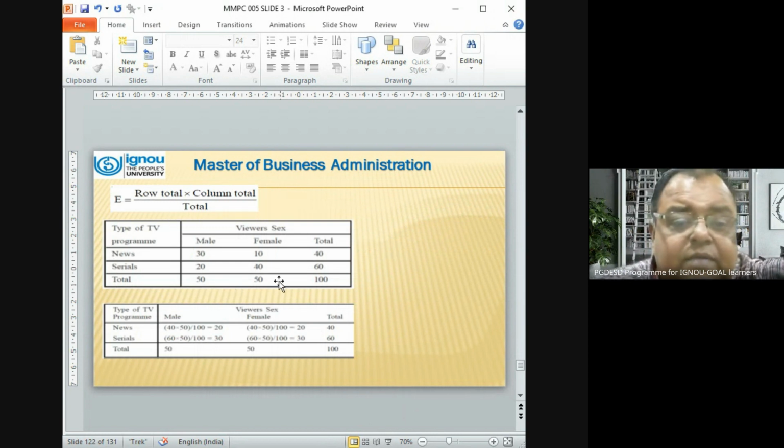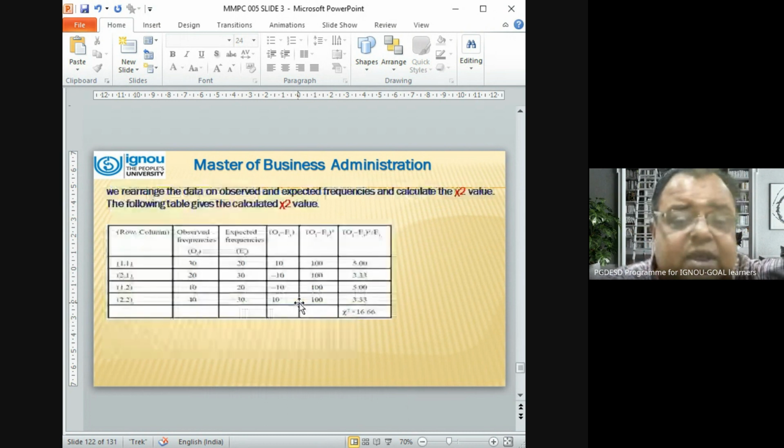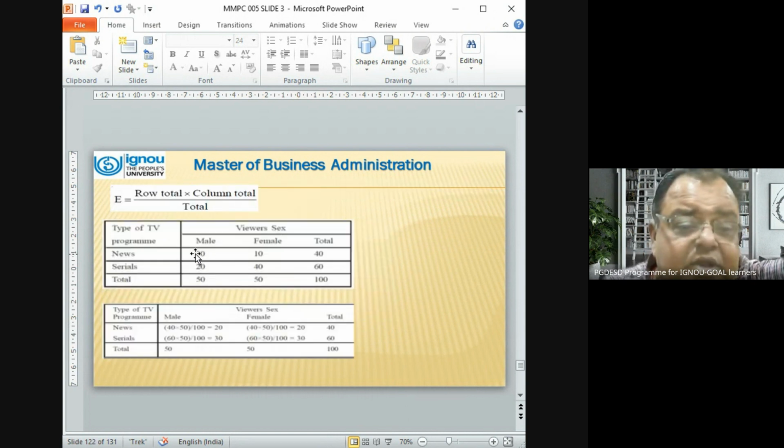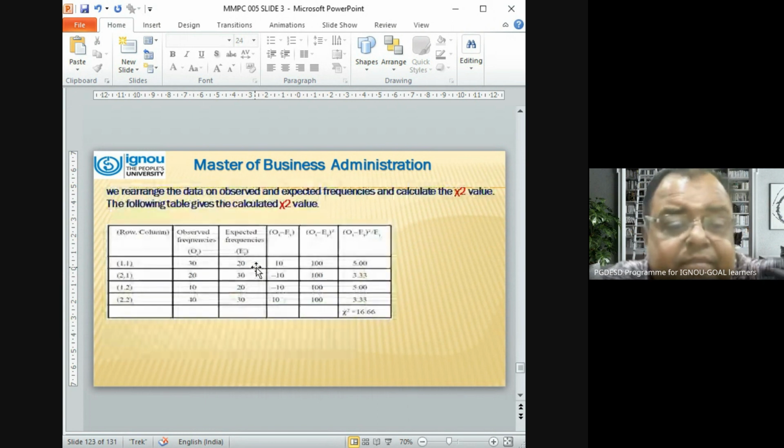This was the problem given to you. That means these 4 values were the observed values, and these numbers are your expected frequency. After that, you are converting this into this. 1 1 means this column, 1 2 means this column, 2 1 means this column, and 2 2 means this value. Your chi-square is 16.66, what you have calculated, and your tabular value is 2.706.